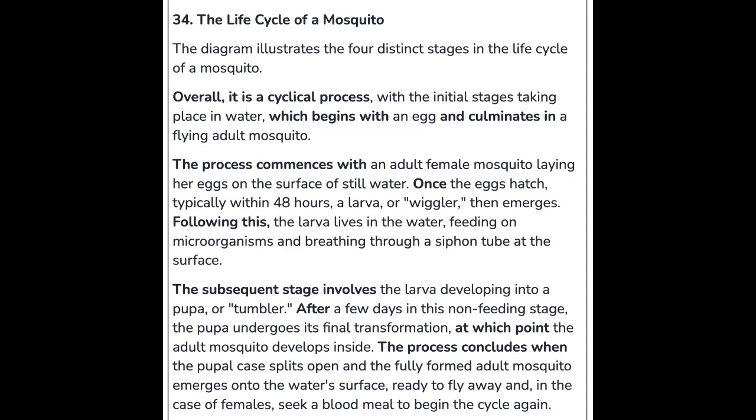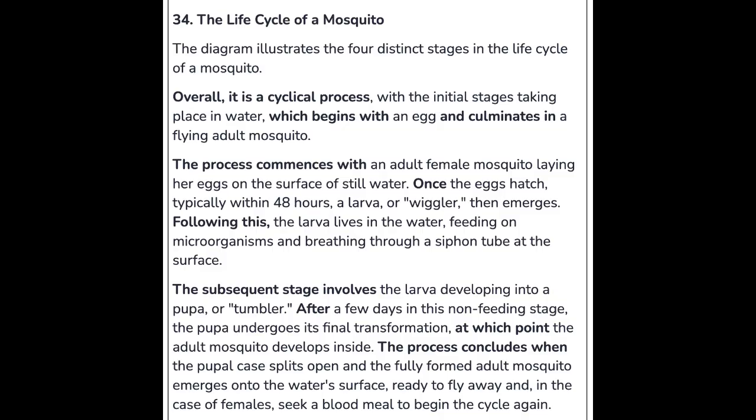The diagram illustrates the 4 distinct stages in the life cycle of a mosquito. Overall, it is a cyclical process with the initial stages taking place in water, which begins with an egg and culminates in a flying adult mosquito. The process commences with an adult female mosquito laying her eggs on the surface of still water. Once the eggs hatch, typically within 48 hours, a larva, or wiggler, then emerges.